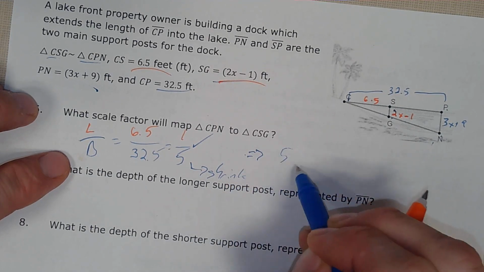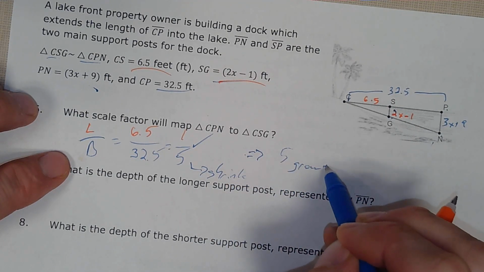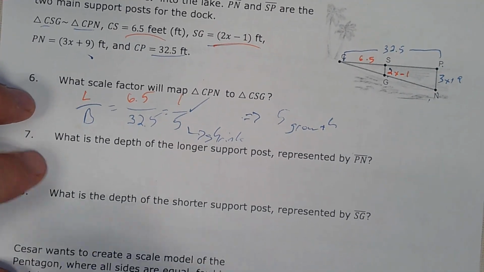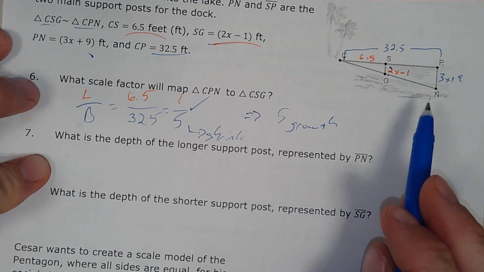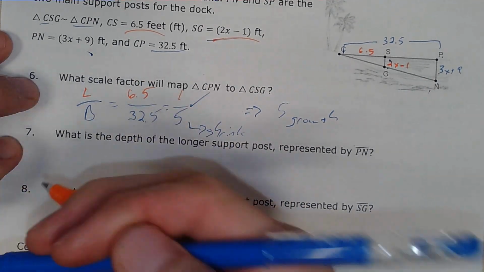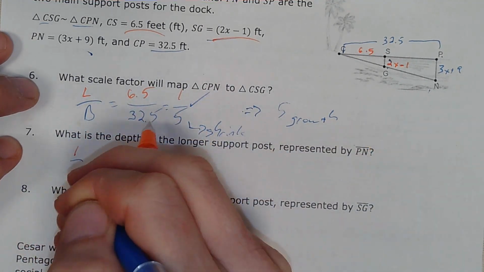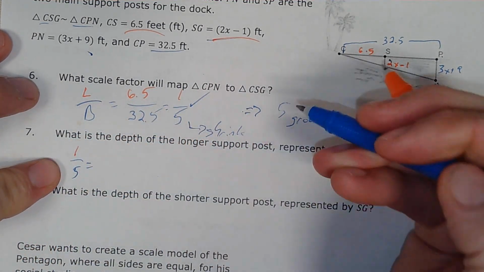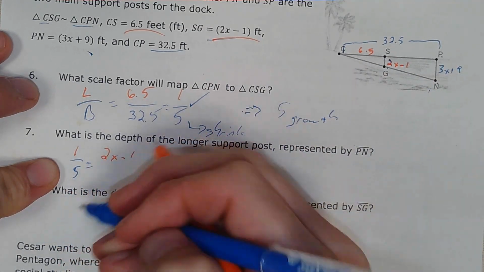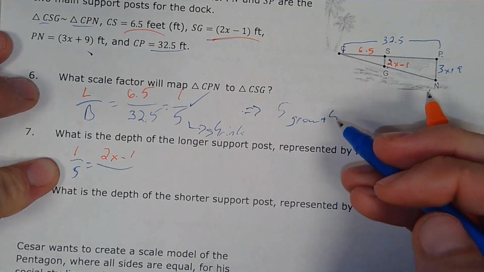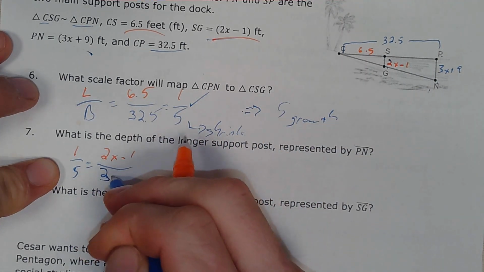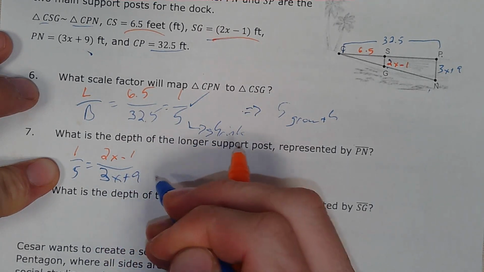My growth is 5, because 1/5 inverted is 5 over 1, right? So what is the depth of the longer support pole? Well, I need to solve for x. So 1/5 equals my short variable statement, which is 2x minus 1, and my counterpart long statement, 3x plus 9.